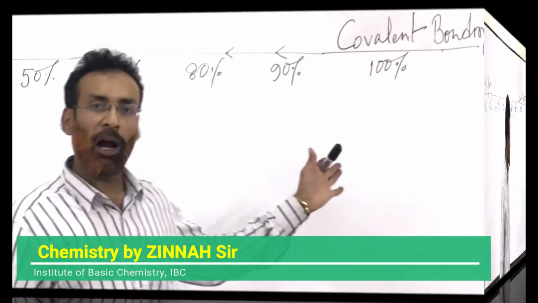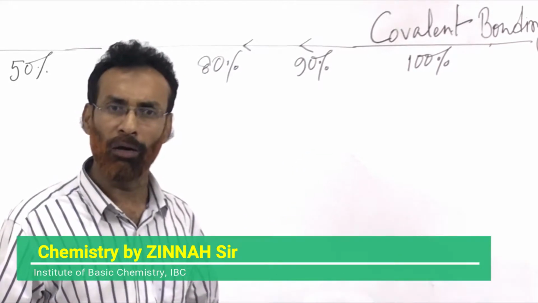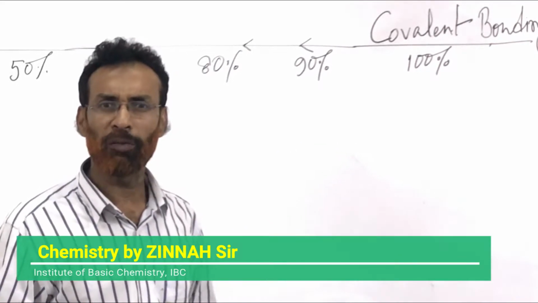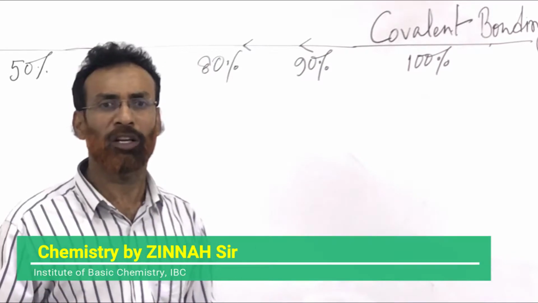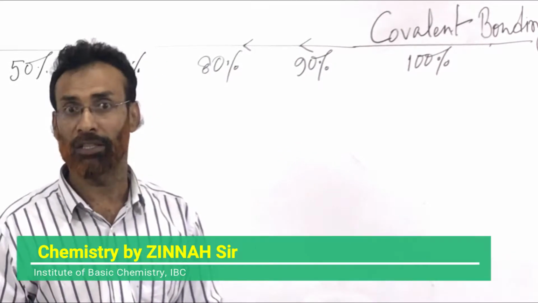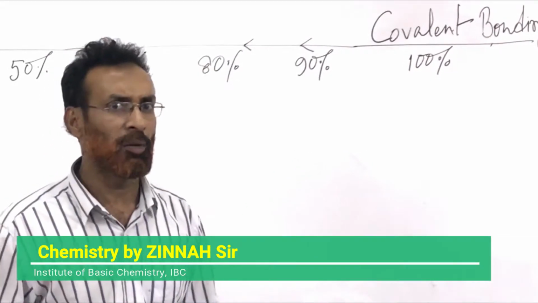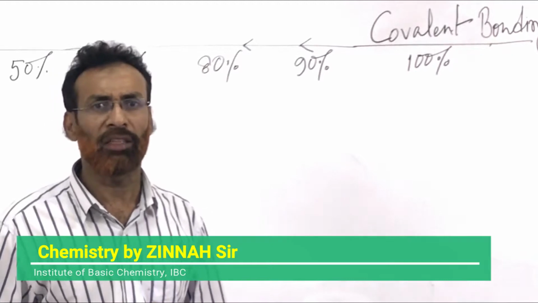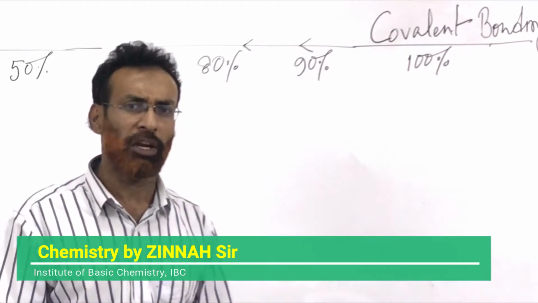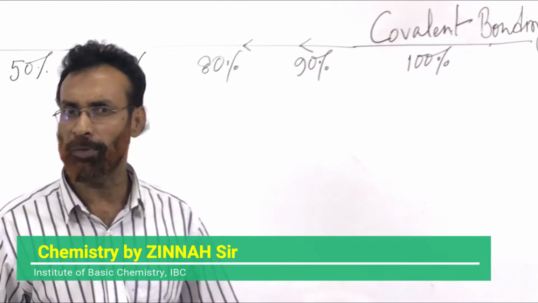To study ionic properties in covalent substance, we first need to recall what a covalent bond is. A covalent bond is formed when two non-metal atoms overlap each other, they share a pair of electrons, and that forms a covalent bond. How do we define that? We say that it is the electrostatic attraction between the shared pair of electrons and the nuclei of the atoms.